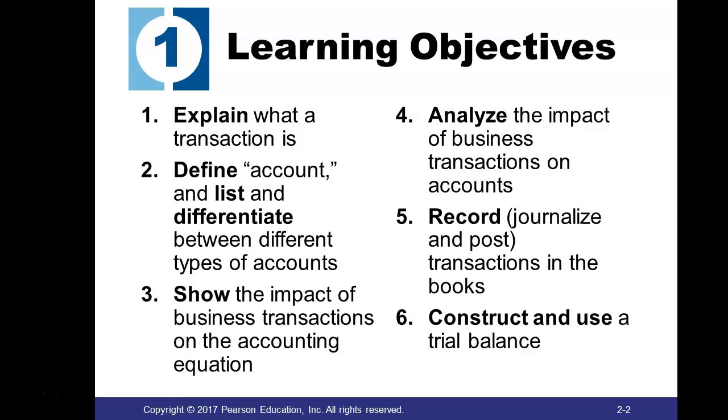What is a transaction? How do we define an account? And how do we differentiate between different types of accounts? Very, very important for this chapter. We're going to show the impact of those transactions in light of the accounting equation, which we talked about last chapter. We're going to analyze the impact transactions have on various accounts. We're going to journalize, record, and post these transactions in the accounting records.